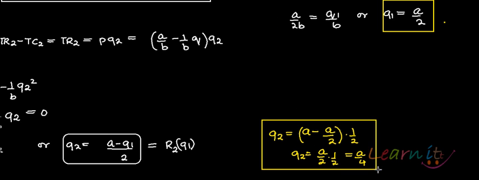So what have you concluded? That in equilibrium Q1 star is A by 2, and Q2 star is A by 4. So the leader is producing a higher quantity while the follower is producing a lower quantity in equilibrium.